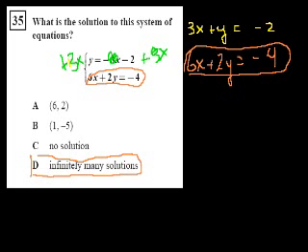Next problem. Okay, they give us another one like that. They want to know the ordered pair that's a solution to this equation. I'll just copy and paste the equation there. Okay, so the easiest thing to do is probably to just subtract the second equation from the first equation.